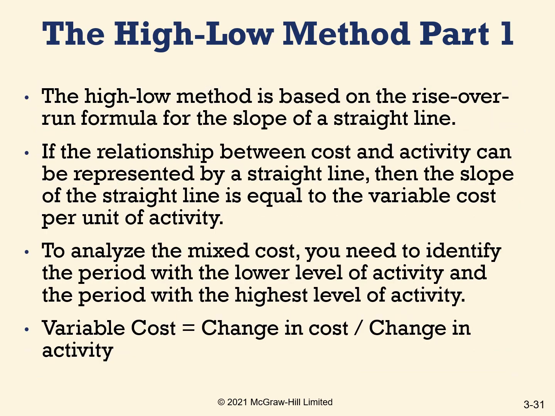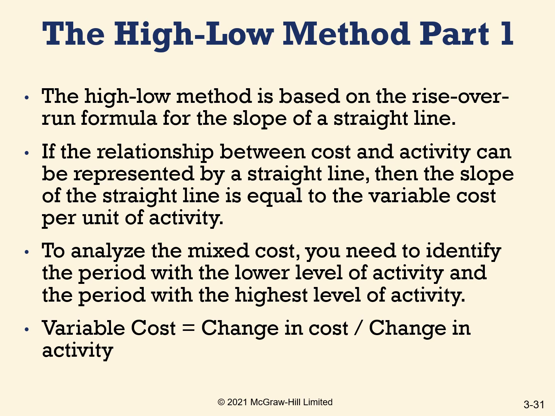So yet another method for finding these costs is the high-low method. The high-low method is based on the rise over run formula for the slope of a straight line. If the relationship between cost and activity can be represented by a straight line, which as we know from previous slides in the relevant range we are assuming it is, then the slope of the straight line is equal to the variable cost per unit of activity.